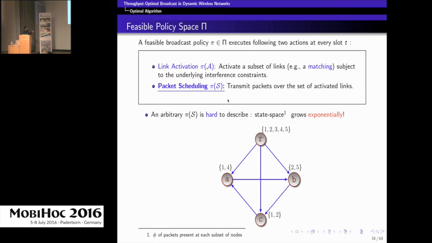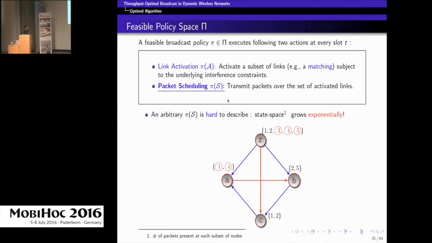In this context, suppose this is, at a given time slot, my configuration of packets in the network. It is arbitrary. Suppose my link activation component tells me to activate these 2 links, RC and AB. Now the packet scheduler has to pick one packet: either from 3, 4, 5 to send here, or 1 or 4 to send there. As you can see, as the number of packets in the network increases, it is hard to even describe this mapping without any structure.